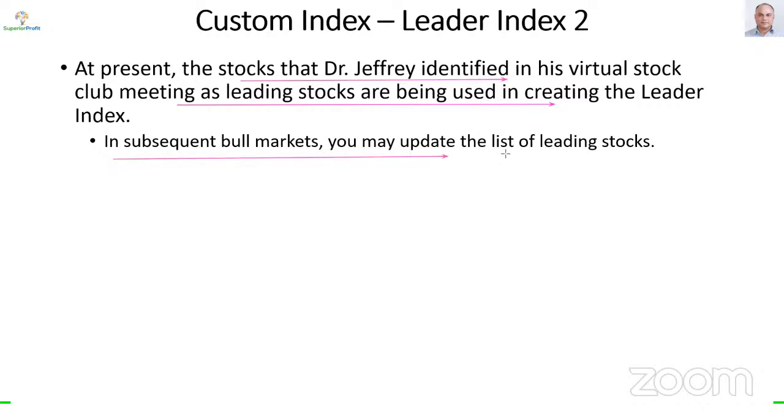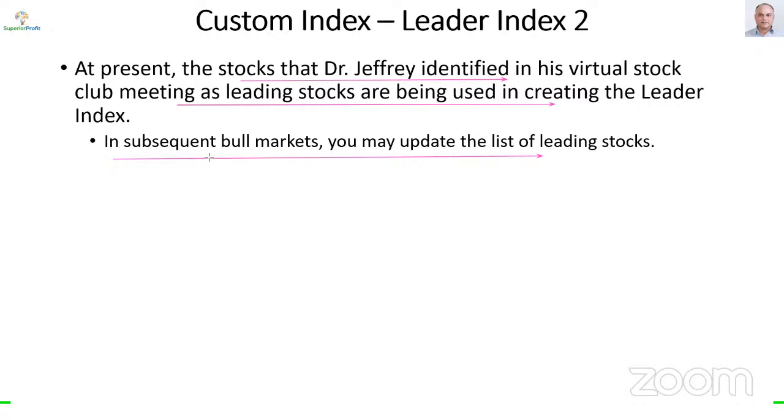Currently, actually, that leader index is broken. In subsequent bull markets, you may update the list of leading stocks, or you or I may watch Dr. Jeffrey's videos, and if he's updating the list, I may simply use the list, or you may use that list to update the stocks in the downloader folder.